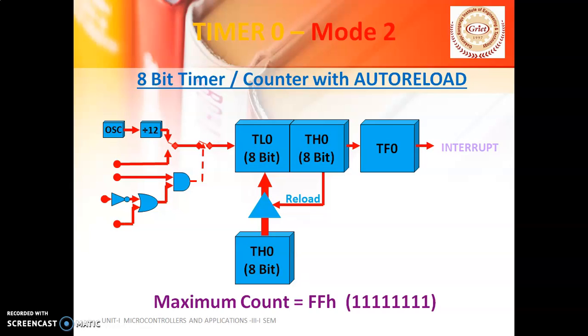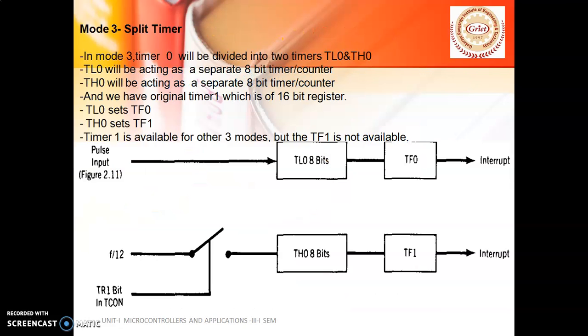Now if you see here, even this particular mode 2 can be used in timer 0 and even it can be used in timer 1. But mode 2 is basically used in serial communication for generating the baud rates. Coming to mode 3. Mode 3 is called split timer mode here. Why? Because timer 0 will be divided into two timers. One is TL0 and the other one is TH0. TL0 will be acting as timer 0. TH0 is acting as timer 1.